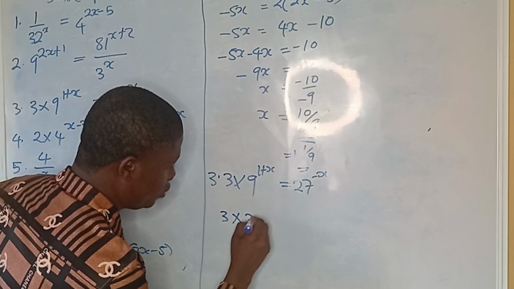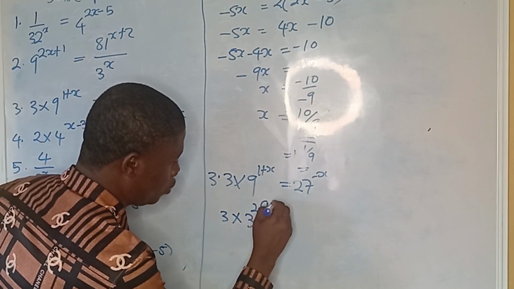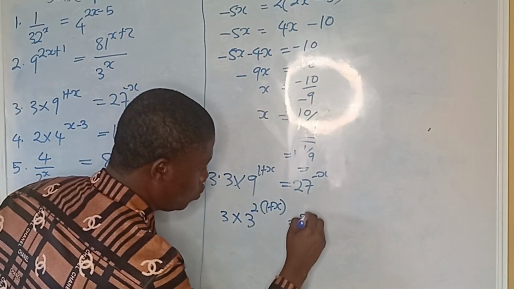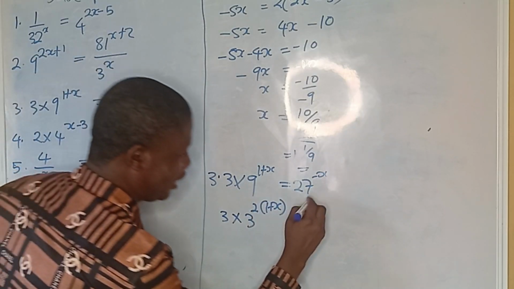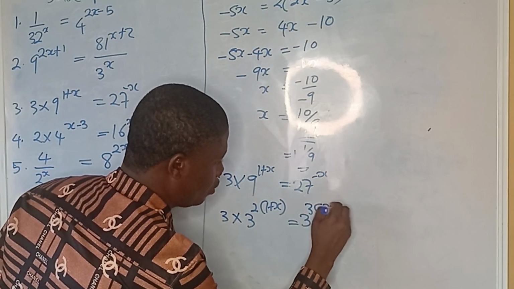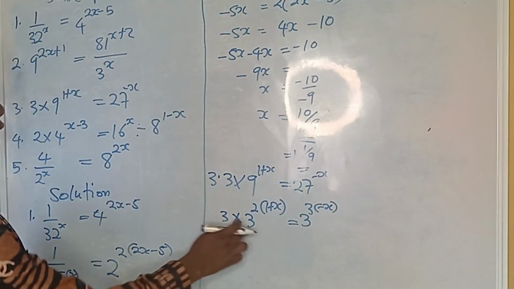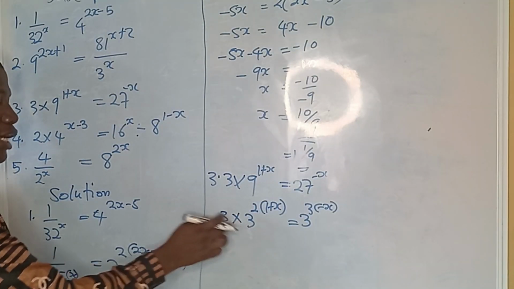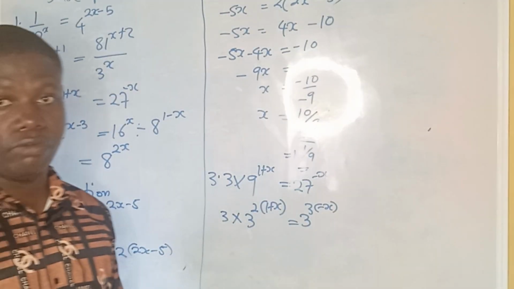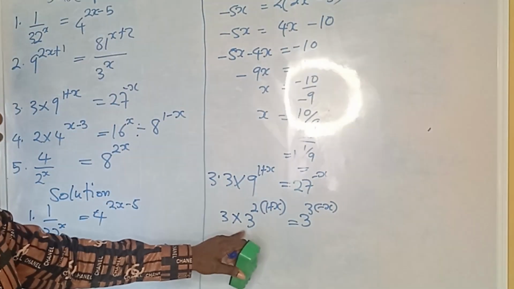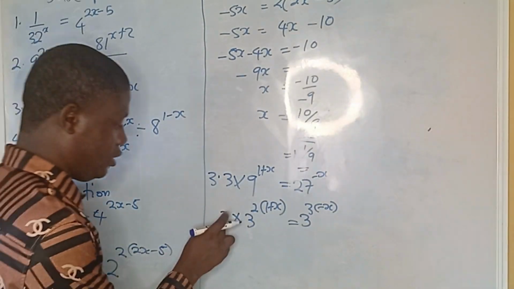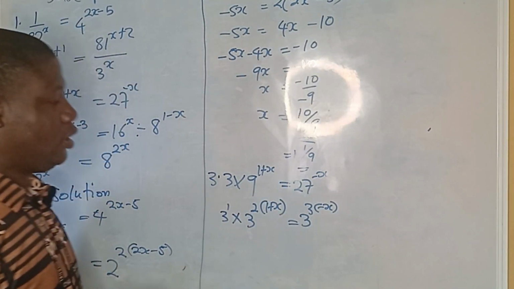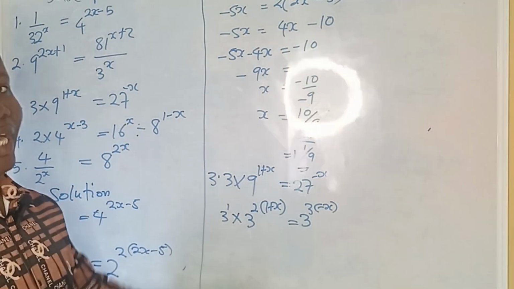and that will give us 3 times 3 raised to the power of 2 into bracket 1 plus x is equals to 3 raised to the power of 3 into bracket minus x. So you can see this side, there is multiplication and their base are the same thing. You apply your law of indices when you are multiplying and their base are the same thing. Mind you, this is the same as 3 raised to the power of 1. So you take one of the base and you add their powers.